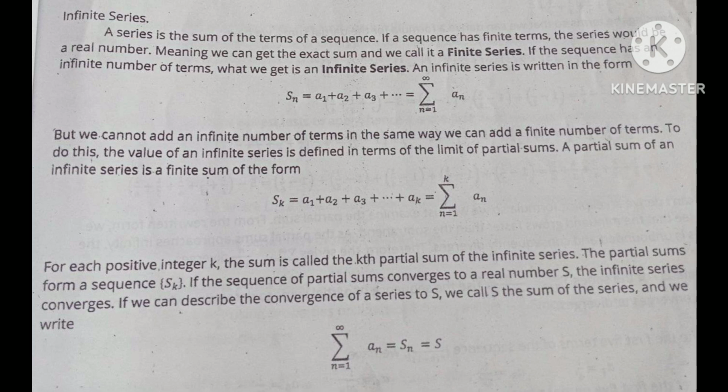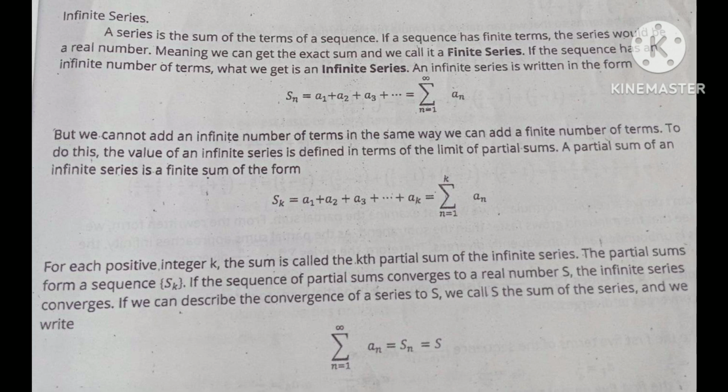But we cannot add an infinite number of terms in the same way we can add a finite number of terms. To do this, the value of an infinite series is defined in terms of the limit of partial sums. A partial sum of an infinite series is a finite sum of the form S sub k equals a sub 1 plus a sub 2 plus a sub 3 and so on. For each positive integer k, the sum is called the kth partial sum of the infinite series, and the partial sums form a sequence S sub k.